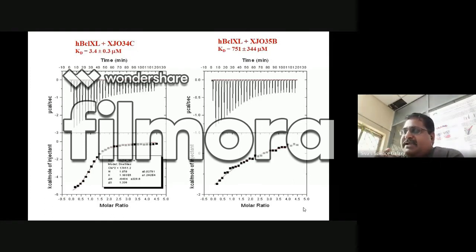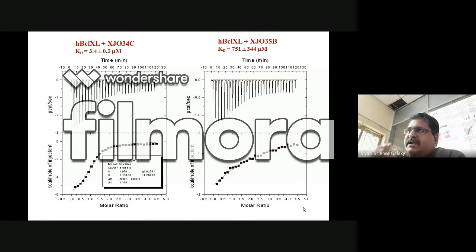Here I'm showing the ITC experiment, isothermal titration calorimetry. It's an excellent technique to determine the binding efficiency of the ligand with the protein. To my knowledge, that is the best technique. In the top panel, you can see XJ34. Each spike represents the amount of heat released upon adding the ligand to the protein. In the bottom panel, the area under each spike is integrated. Now we have the data, which can be fitted to an appropriate equation to yield the binding constant.